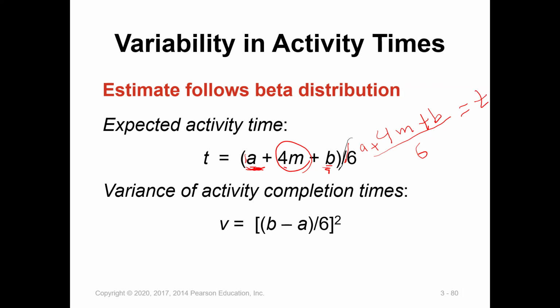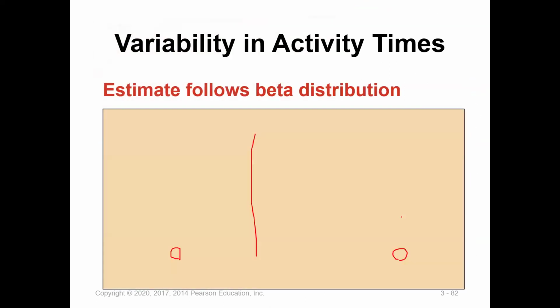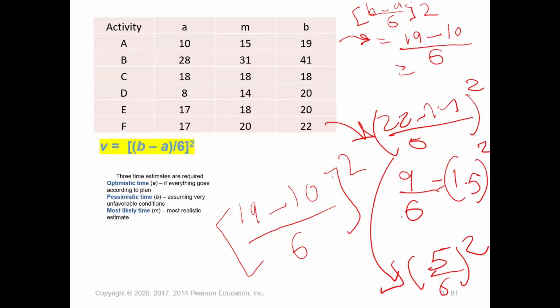Then we can calculate the variance of the activity completion time, which is equal to B, the pessimistic, minus A, the optimistic, divided by 6, and this will be squared. Okay? This will give us the variance for that activity. Okay, let's see.